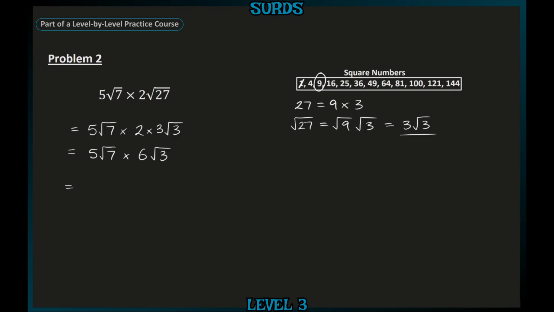So starting with the numbers outside of the surds, we have 5 times 6, which gives us 30. And then looking at our two surds, root 7 times root 3 is the same as the square root of 7 times 3. And 7 times 3 is 21. So this becomes 30 root 21. And because 21 can't be divided by any of the numbers on our square number list, this is simplified. So 30 root 21 is our final answer to problem 2.